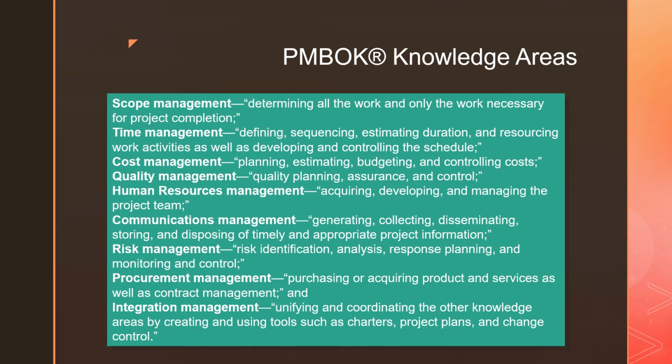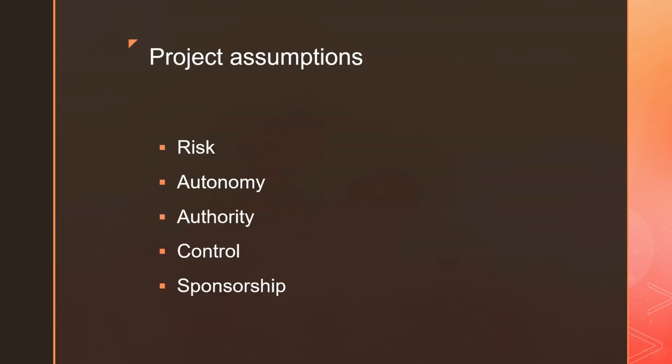Risk management is about risk identification, analysis, response planning, and monitoring and control. Procurement management is about purchasing or acquiring project goods and services as well as contract management. Integration management unifies and coordinates the other knowledge areas by creating and using tools such as charters, project plans, and change control. Now, talking about the project assumptions, why do risk and scope look odd as a constraint for a project?